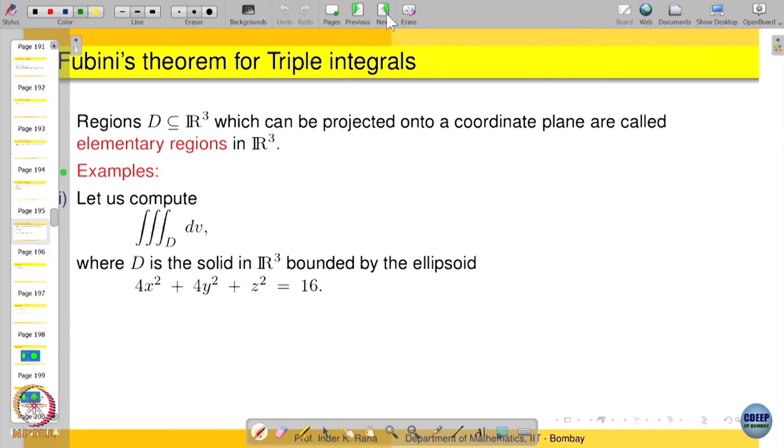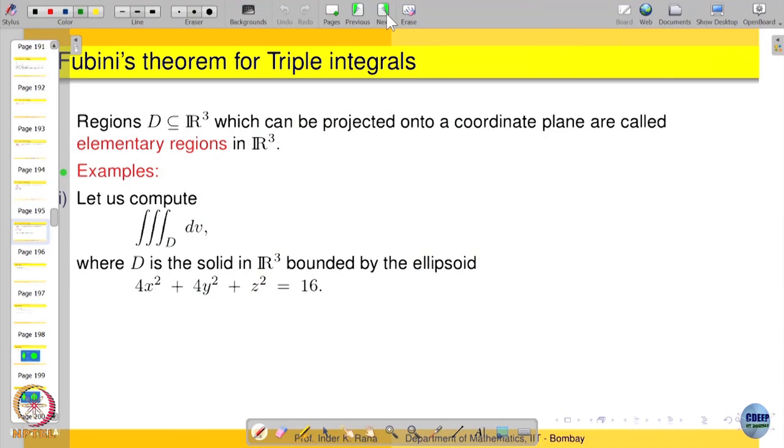What does that ellipsoid look like? How do you visualize the ellipsoid? If you take z equal to 0, what will that give me? Z equal to 0 will give me the projection of this solid onto the xy plane, right? And that is 4x square plus 4y square equal to 16. Similarly, if you want projection onto the others, we will put y equal to 0. So, this is a solid which is projectable onto all 3 coordinate planes, xy, yz and zx.